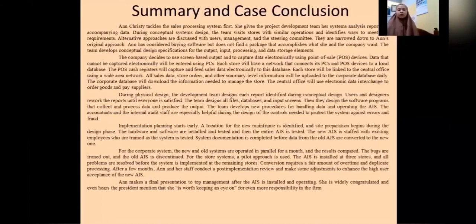Summary and case conclusion. Unquestioned takes the sales processing system first. They give the project development team her system analysis report and the company data during conceptual system design.